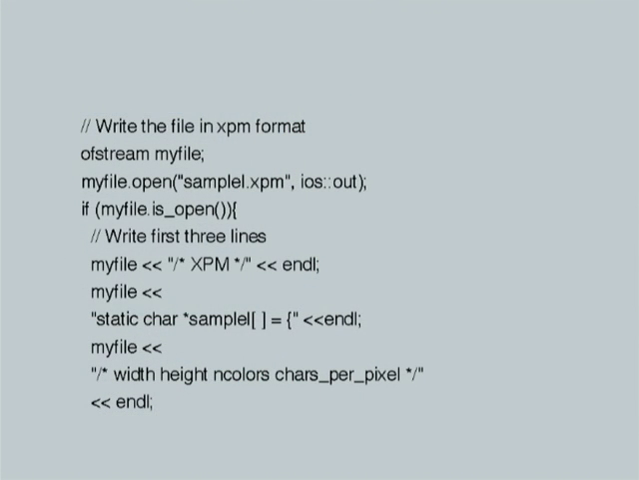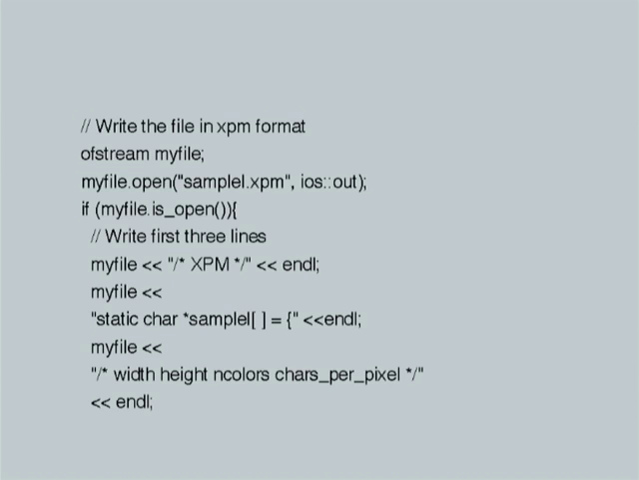We have been doing that. If my file is open, then I start writing. If it is not, then I will say the file can't be opened, and shut off the business. So the rest of the entire program is written as part of this if. And what does this if say? It says that, first of all, write this comment line. Remember, this is to be the first comment line in that XPM file. Then it writes the next line, which is static char star sampleI, this equal to opening brace. This was the second line of the XPM file. Notice that I am able to write this because everything is standard ASCII character set. So I write the second line.